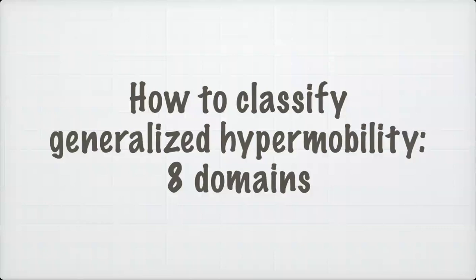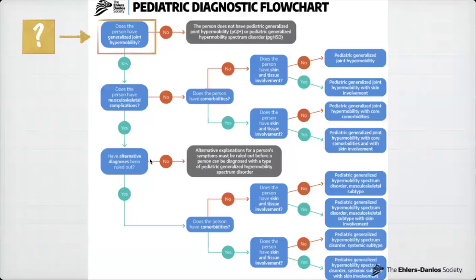So let's see now how to classify generalized hypermobility into the 8 new domains. If you are, again, a parent trying to navigate this on your own and you're curious if your child might fit in, and you cannot have access at the very moment to a specialist or a pediatrician or a clinician, you can start with the top of the flow chart. So does the person have generalized joint hypermobility based on the Beighton scale? If it's a no, the person does not have generalized hypermobility. It still can be localized or peripheral. We will talk about that.